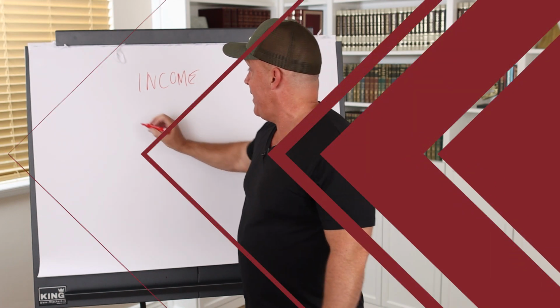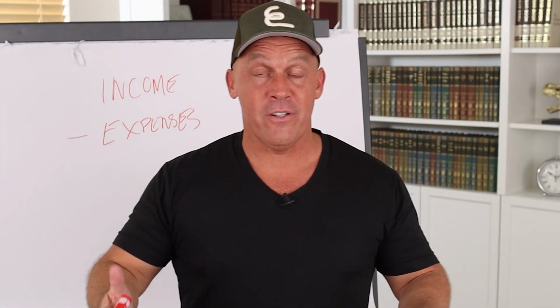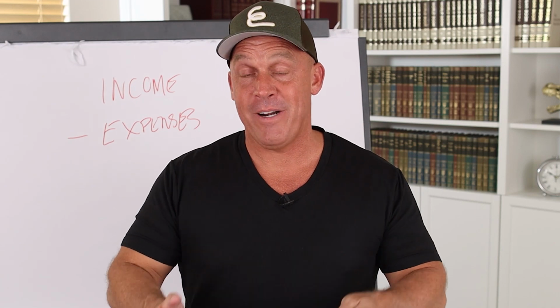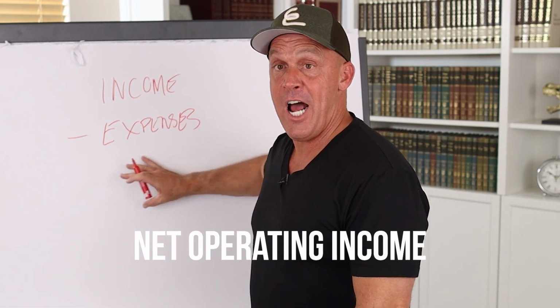The next thing you want to do is deduct the expenses. And that could be your utilities. It's taxes, it's insurance, it's the property maintenance, you have to calculate the vacancies. Are you having the property managed? All of those things add up to being your expenses. And what this is going to give you is your net operating income.